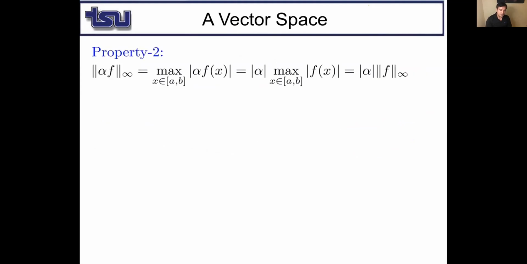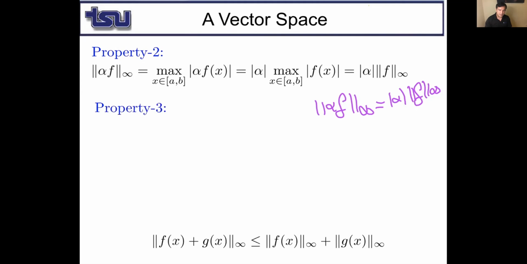Second property: now I'm going to multiply f by a scalar alpha. Since alpha is a scalar and this is the maximum, I can take out the absolute value of alpha. And then clearly this is the absolute value of alpha times the infinity norm of f. So property 2 is also satisfied. The second property was supposed to show us that this is equal to |alpha| times the infinity norm of f.